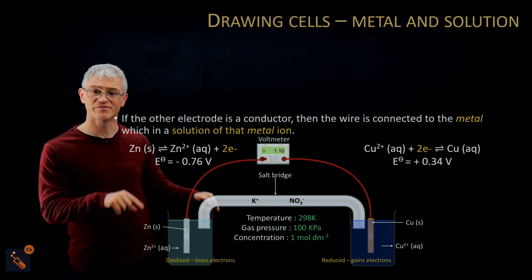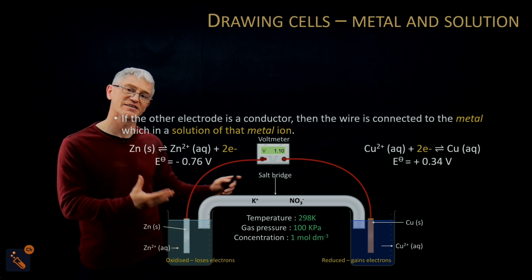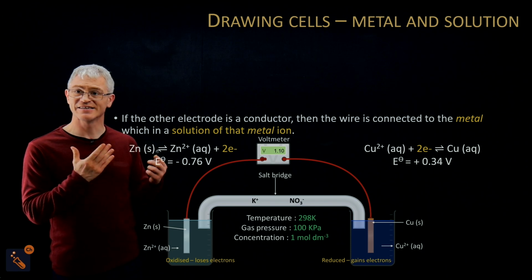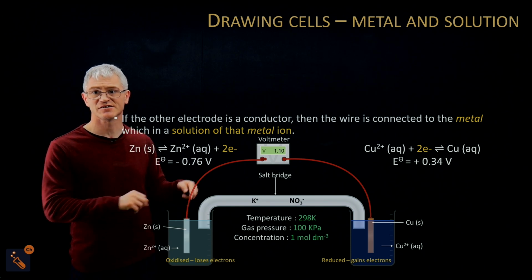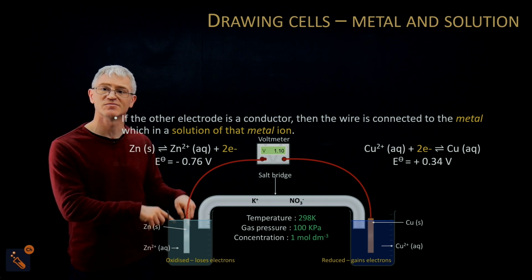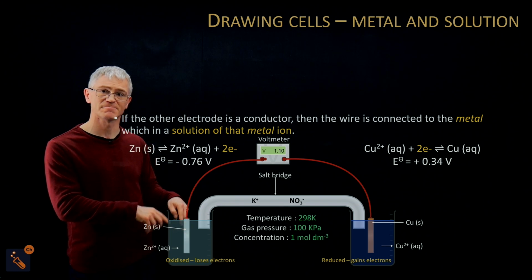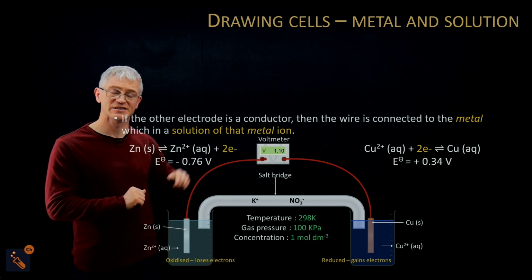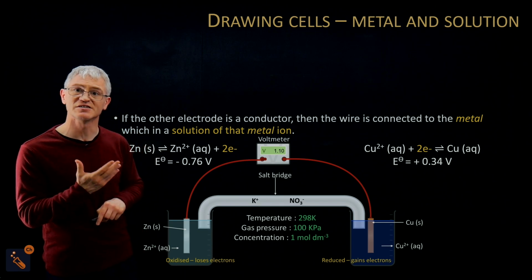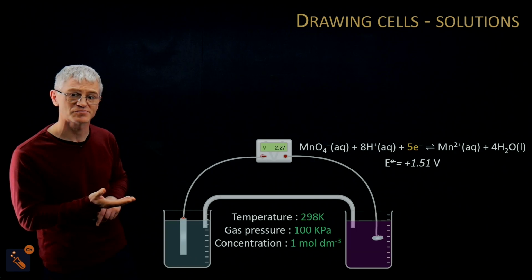And as I said before, this is the anode on the left and the cathode on the right. And this is just the example if you've got a metal as a conductor. So the metal as the conductor becomes the electrode. Now the overall E cell is in the voltmeter in this one.